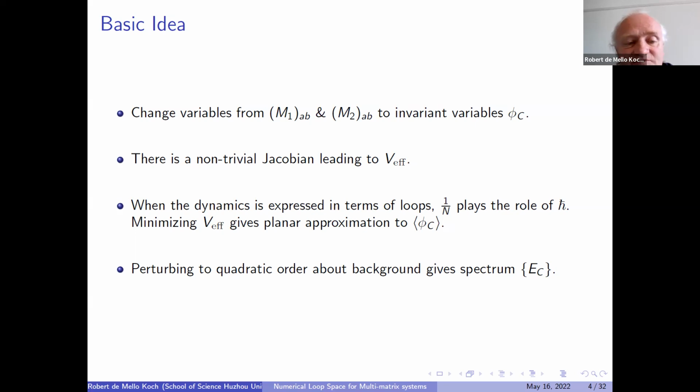And if we bump these loops a little, and I can mute. No, I'm open. Okay, so minimizing the effective potential gives us the planar approximation to the expectation values of these loops. If we perturb to quadratic order about these loops, we will get the spectrum of small oscillations. So those are the two things that I want to study.